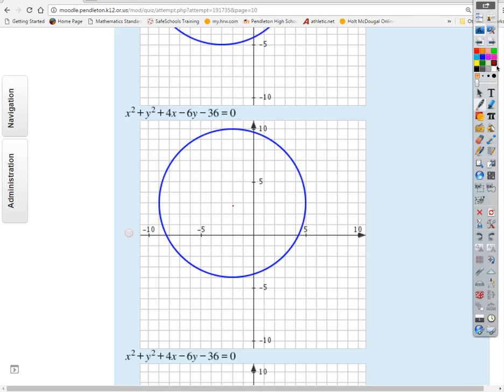Let's try it. Negative 2, positive 3, that's in the center. Let's test the radius and see if the radius is 7. 1, 2, 3, 4, 5, 6, 7. We got it. That's it. Yes. Right? Make sense? Yes. Okay, see how we did that?